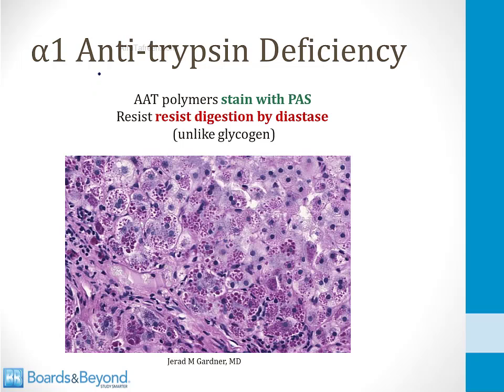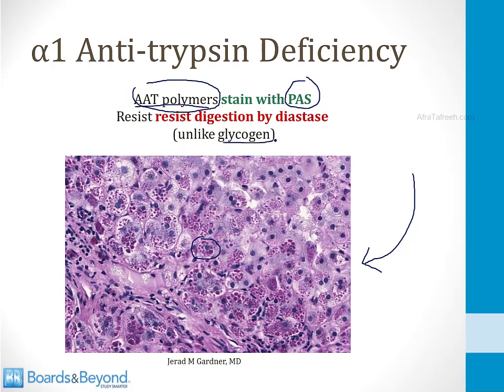A very high-yield feature to know about regarding the liver involvement of alpha-1 antitrypsin deficiency is that alpha antitrypsin polymers, those pathologic polymers in the liver, stain purple with the PAS stain. PAS stands for periodic acid Schiff stain. If you look at this biopsy specimen on the screen here, you can see all these purple deposits amid the hepatocytes, and those purple deposits are pathologic polymers of alpha antitrypsin.